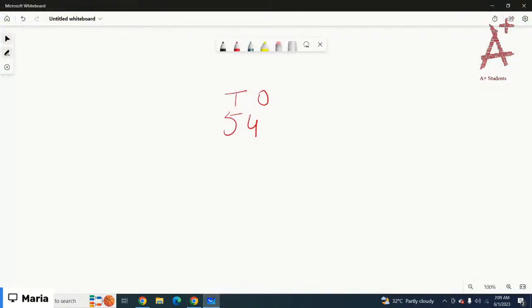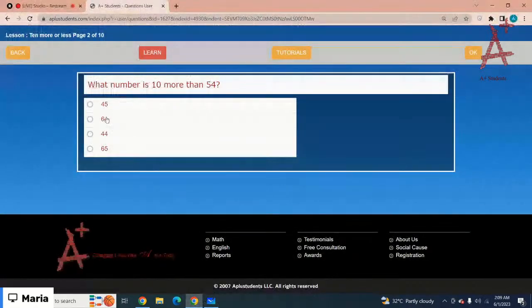That means you have to add 1 to the digit at the tens position. 5 plus 1 is 6. So it would be 64. That means 10 more than 54 equals 64. So the correct option is 64.